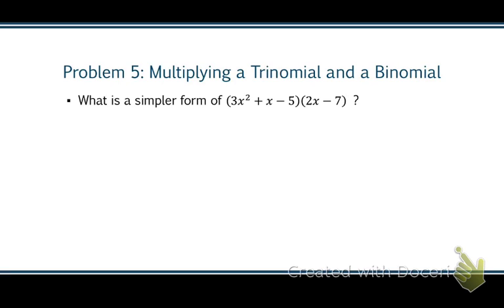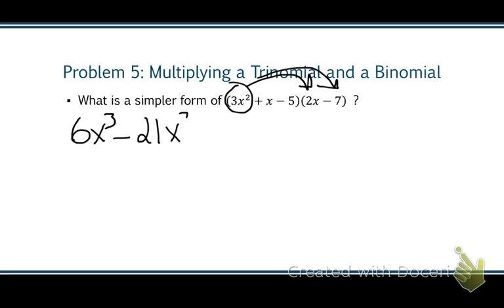We just need to think of multiplying every term in the, I'm going to start with 3x squared, and I'm going to multiply that by 2x and minus 7. I'm just going to do that first. So that gives me 6x cubed minus 21x squared. Okay? Then I'm going to take x and I'm going to do the same thing.